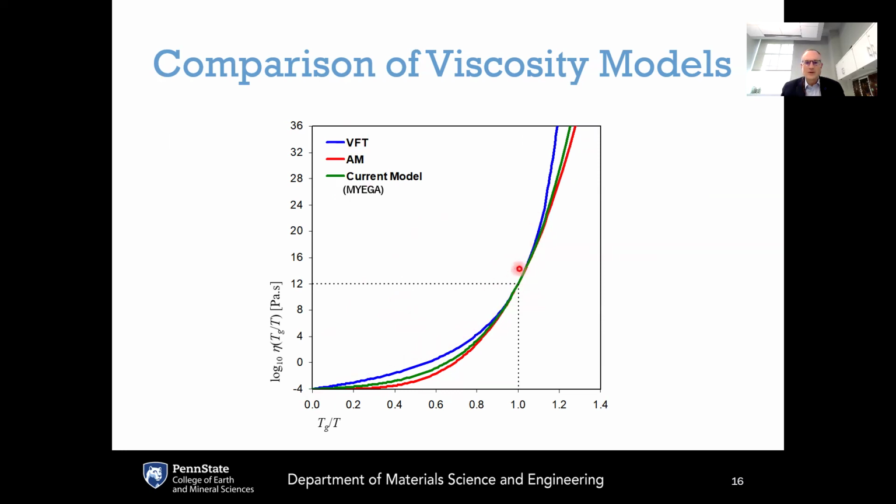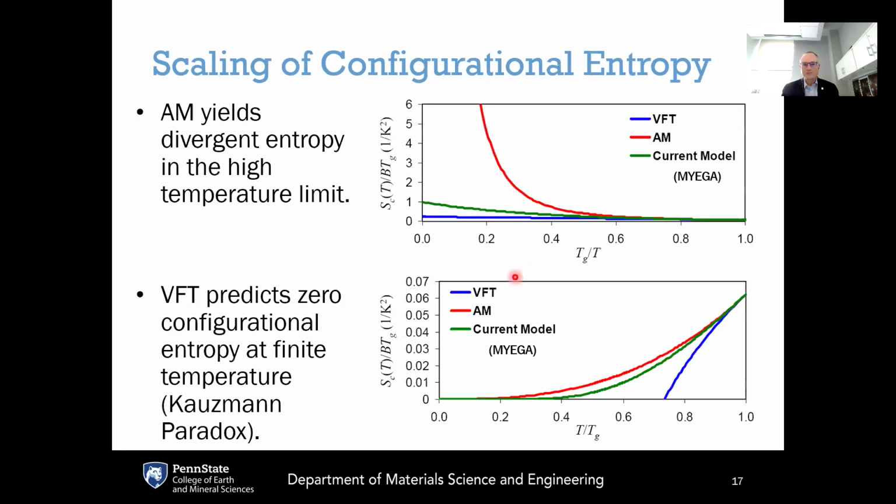And it has the greatest amount of curvature because it is trying to shoot up to infinity at some finite temperature. So it is diverging at some finite temperature, and that's what's giving it the greatest amount of curvature. The least amount of curvature actually comes from the Avramov-Milchev equation in red, and the MYEGA model falls somewhere in between the two and a little bit closer to the Avramov-Milchev equation.